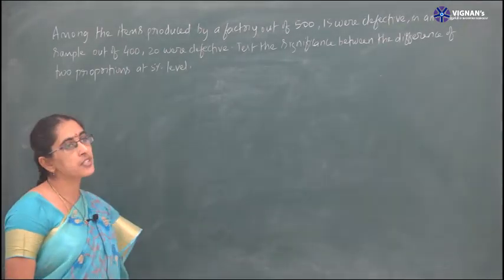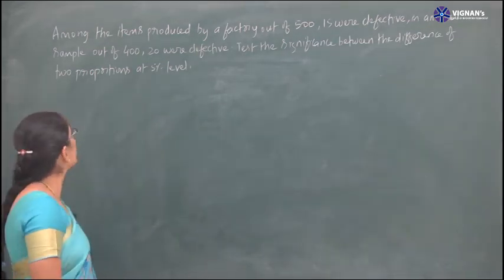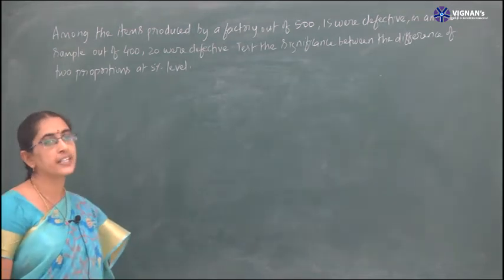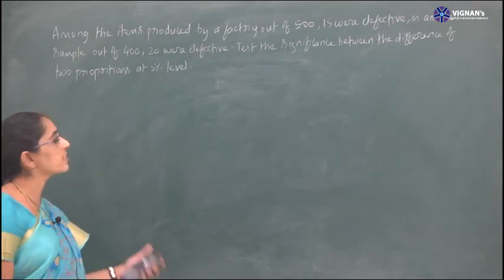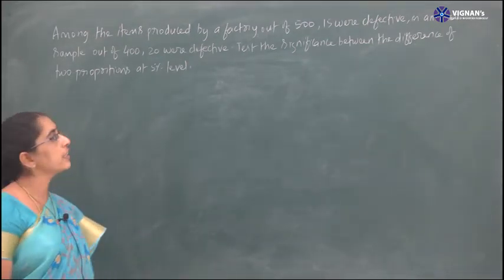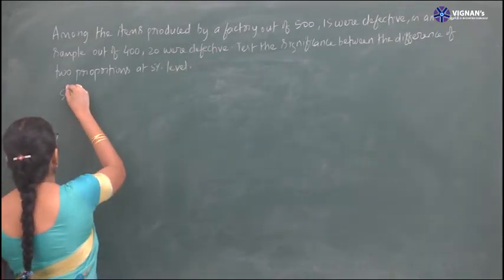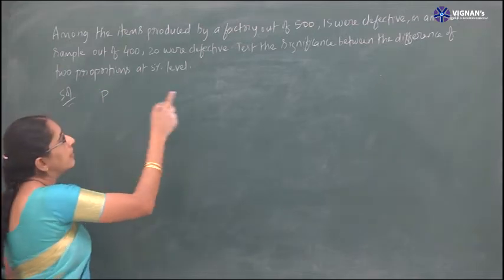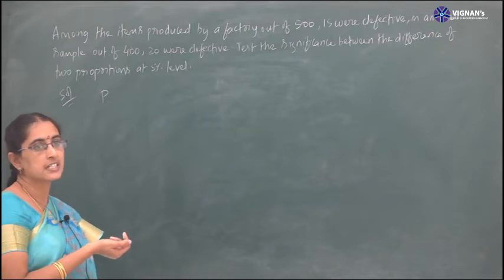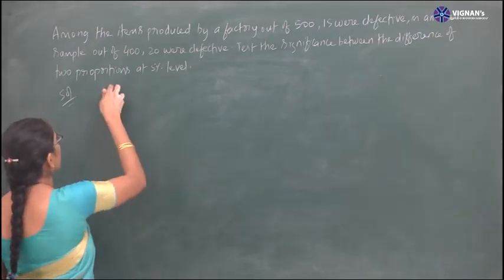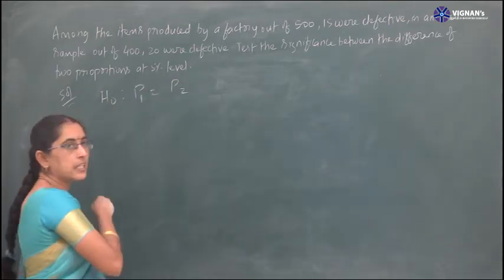Among the items produced by a factory, out of 500, 15 were defective. Another sample, out of 400, only 20 were defective. Test the significance of the difference between the two proportions at 5% level. So here they have considered the defective articles. So capital P1 represents the defective articles from the first sample and capital P2 represents the defective articles from the second sample. Then here our null hypothesis will be capital P1 equal to capital P2.